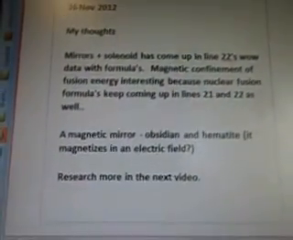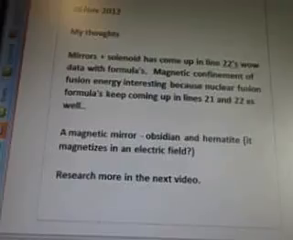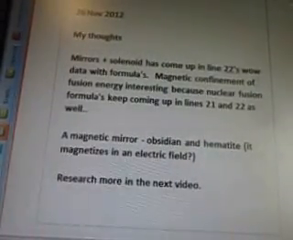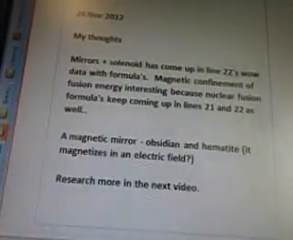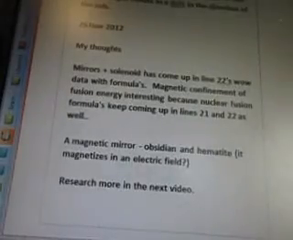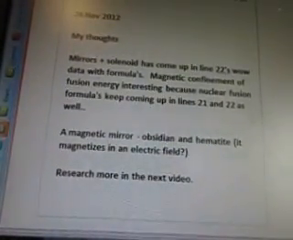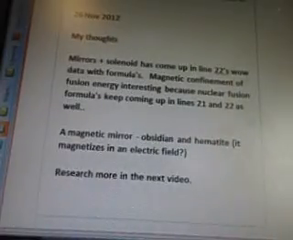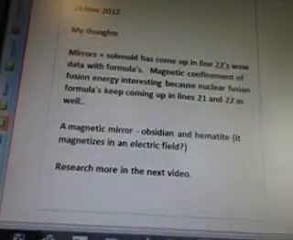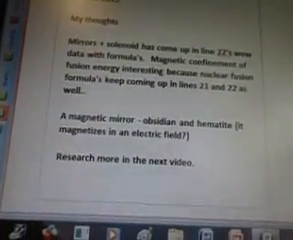So mirrors and solenoid has come up in line 22, WOW data with the formulas. It also came up earlier. We'll probably do a cross-reference once we're done. Once I get through line 22, I'll probably be doing a lot of cross-referencing, because there's only line 22 to line 27, and then I got to go back and see what, add it all up type thing. Remember, it's all puzzle pieces and we got to put them together.